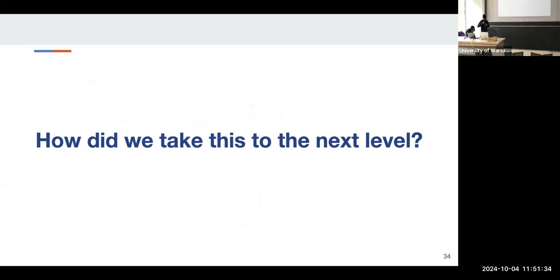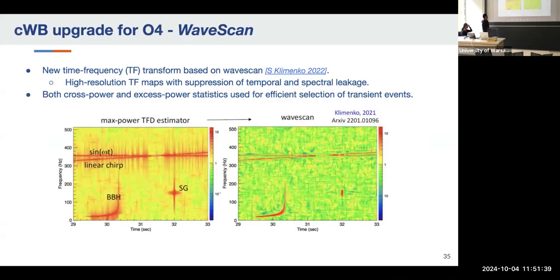So going to the next slide. In preparation for the fourth observing run, there were two major upgrades done to CWB. The first one is related to how CWB finds these events in the time frequency domain. So a new time frequency transform called WaveScan was introduced by Sergey in 2022. And the good part about this is that it can provide us very high resolution time frequency maps, where it is also able to suppress the temporal and spectral leakage.